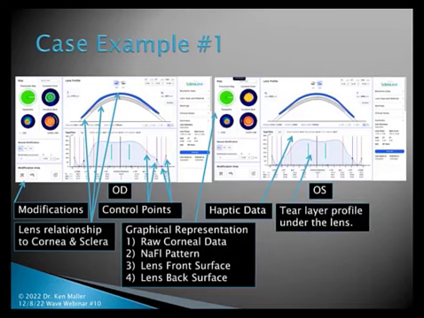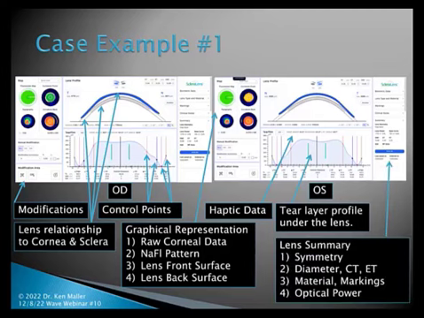The blue that's under the darker blue line is representing the tear layer profile that's under the lens. And then in the right column there is the lens summary, where you have the symmetry of the lens, the diameter, center, and edge thicknesses, what material you used, any markings you've put on it, and of course the power values that the lens has in it.